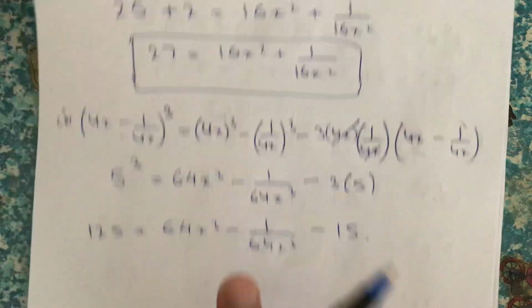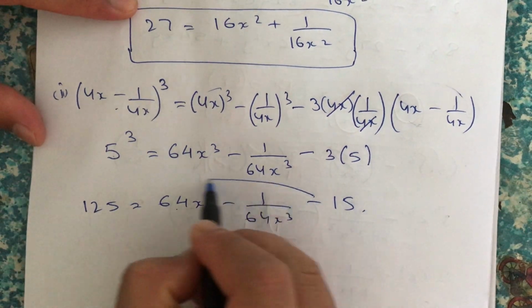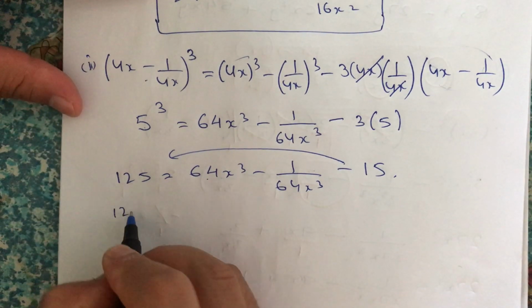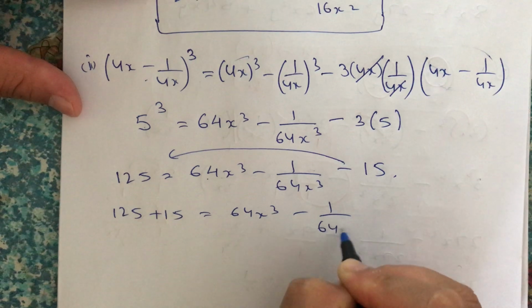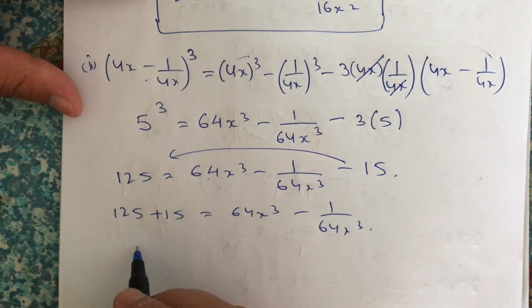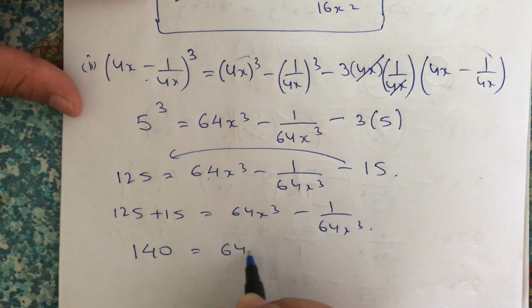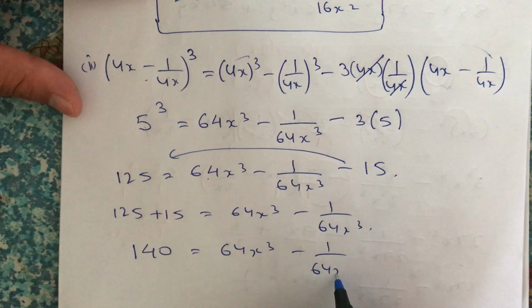So now if I want to find this, I'll have to move the 15 to that side, the 15 will come this side. So we get 125 plus 15, that is 64x cubed minus 1 by 64x cubed. And then what do we get? We get 140 is equal to 64x cubed minus 1 by 64x cubed.